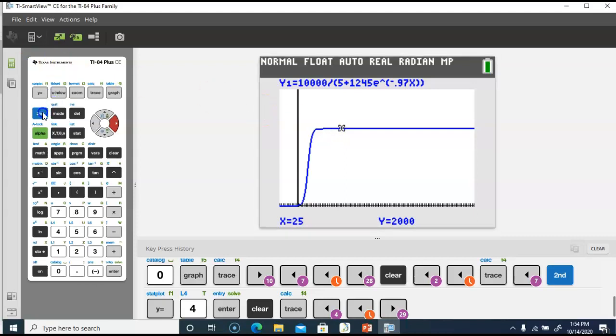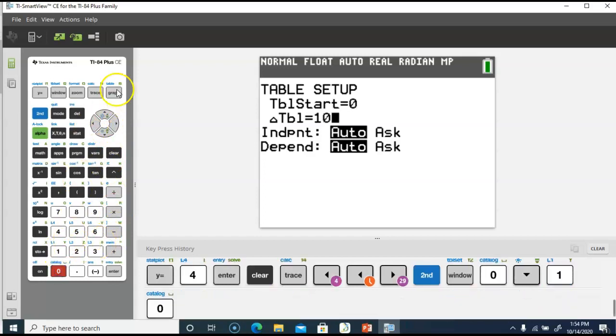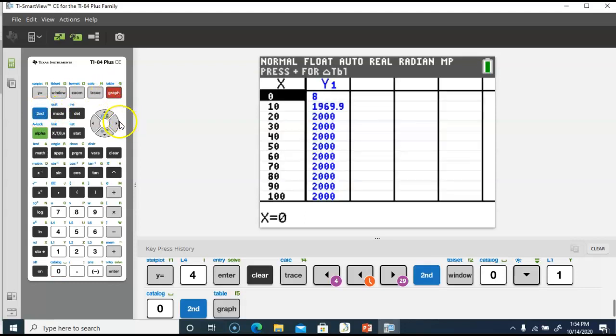Another way to see that is to go to the table. So if we go to second and table set, I'm going to start my table at 0, and I'm going to go up by tens this time so we can grow it a little bit faster. I'm going to go over to the table, and you can see that here I start out at 0.8. That was that initial quantity that we found. And then when I go down here, I can quickly see that I'm already up to about 2,000, and that's about as many people as will get that particular virus or disease.